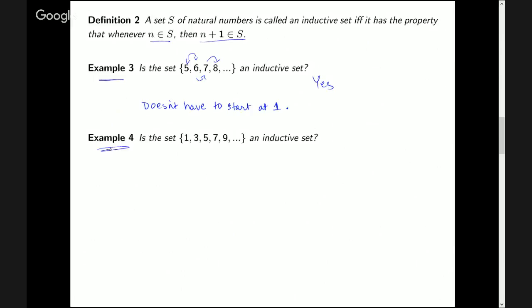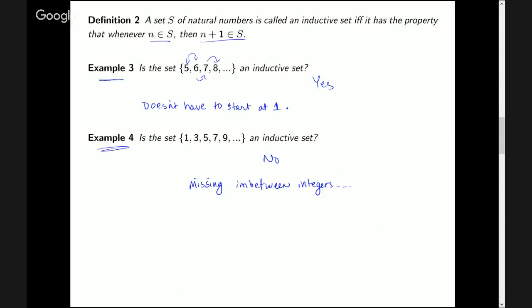Now look at example 4. Is that set inductive? No. Why? Yeah, you're missing in between integers. So that one's not inductive.